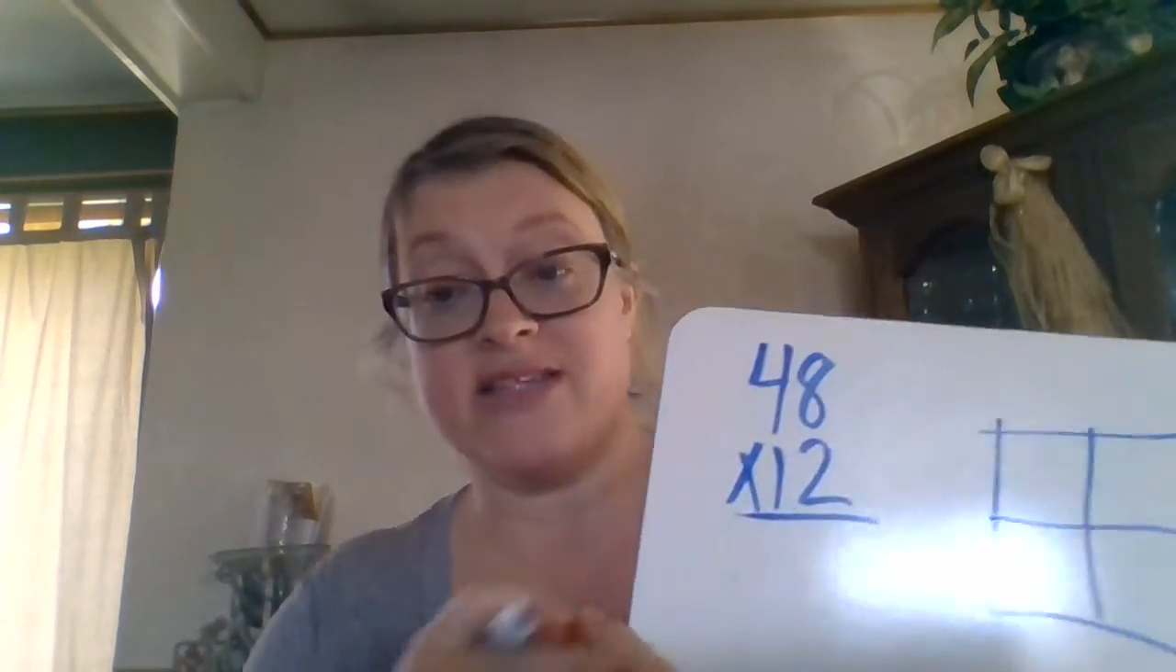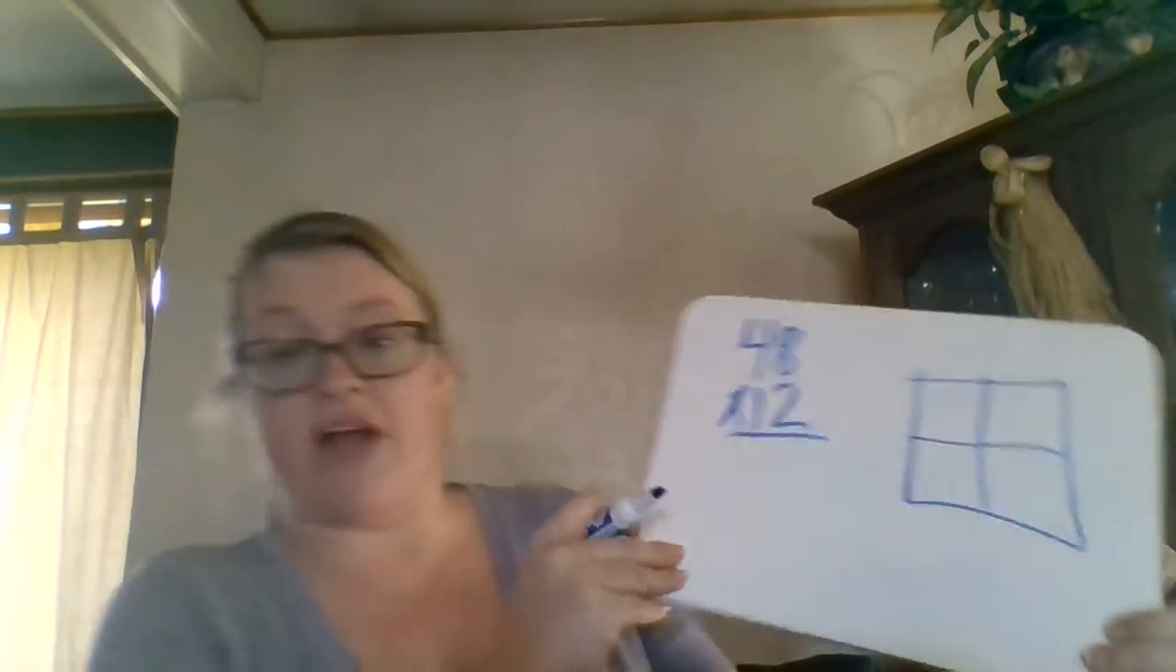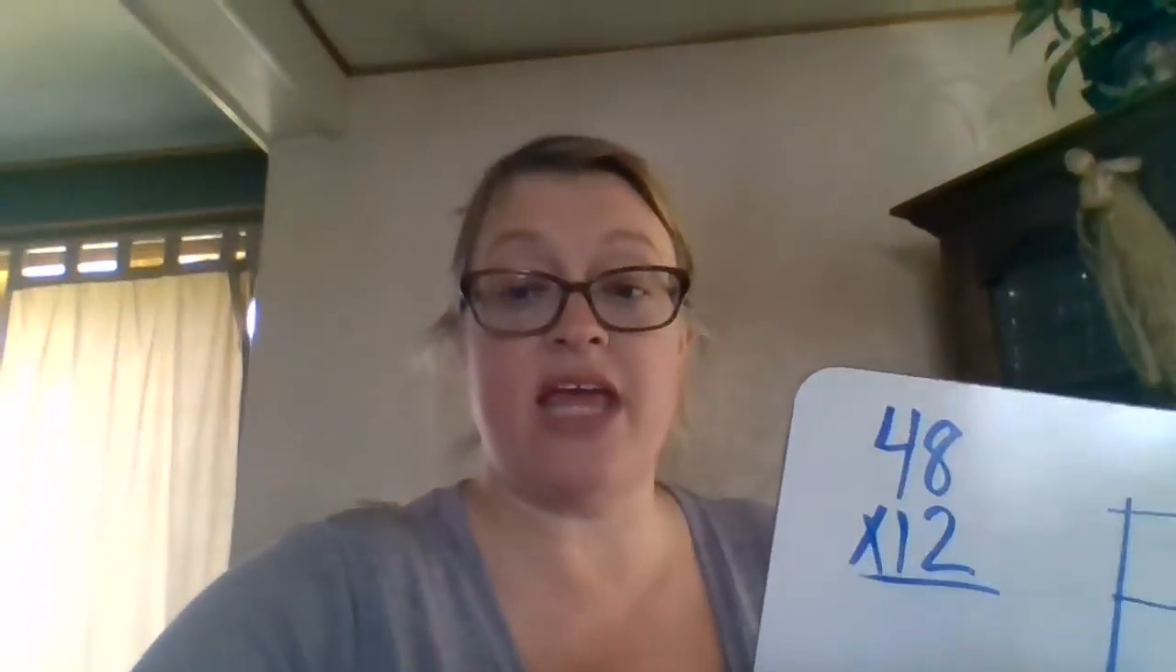So, if there's 12 rows and there's 48 seeds in each row, I hope you remember your math magic word: each is saying that you're going to multiply. So we have 48 times 12. We could do it standard algorithm, or we could do it in the box. Let's do the box way because I know some of my friends like that, and then we will check it with our standard algorithm.